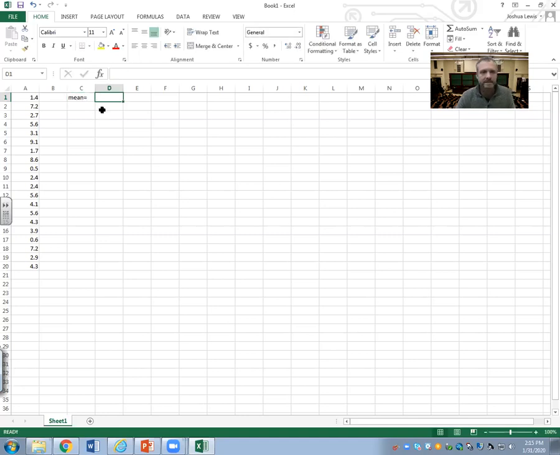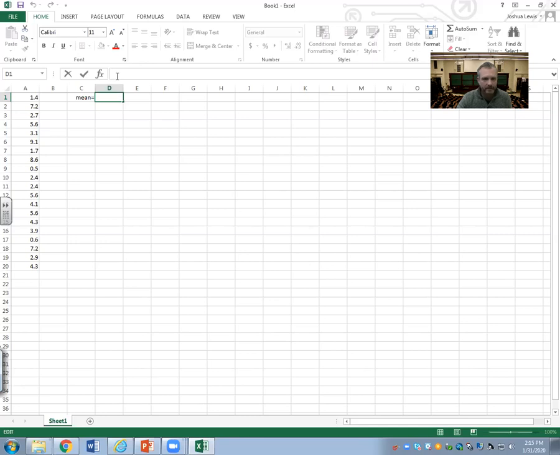And I'm going to go to this next cell here. So I'm in D1. Excel calls the mean the average. So I guess it's probably common vernacular, but we know that we're referring to the mean. So here's how this works. I tell Excel that I'm going to give it a formula, and I indicate that with an equal sign.